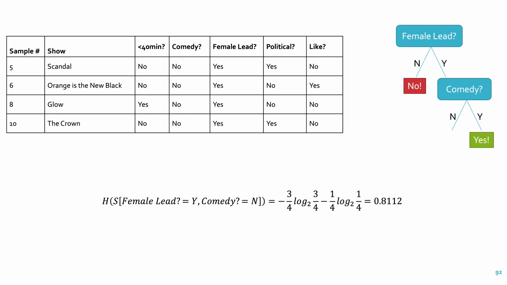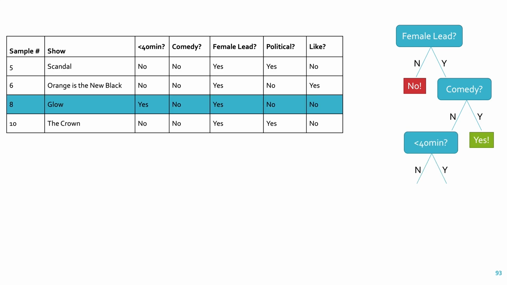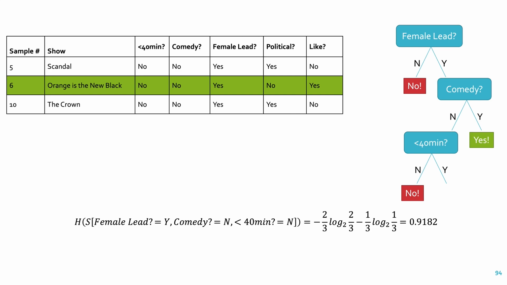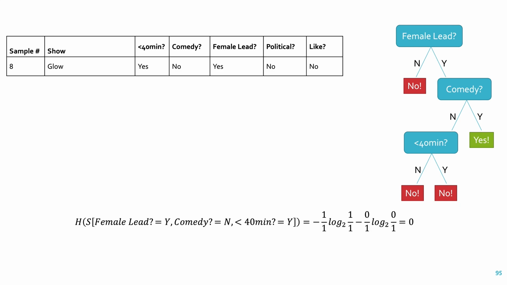Again, we cycle through the features starting with less than 40 minutes. Only one of our 4 samples has a value of yes for less than 40 minutes. When less than 40 minutes equals no, we have 2 out of 3 samples with a label of no and 1 sample with a label of yes. This gives an entropy of 0.91. When less than 40 minutes equals yes, we have 1 sample and it is labeled with no. The entropy here is 0, but this looks bad because we're predicting no on both leaves, so there's no point in splitting.